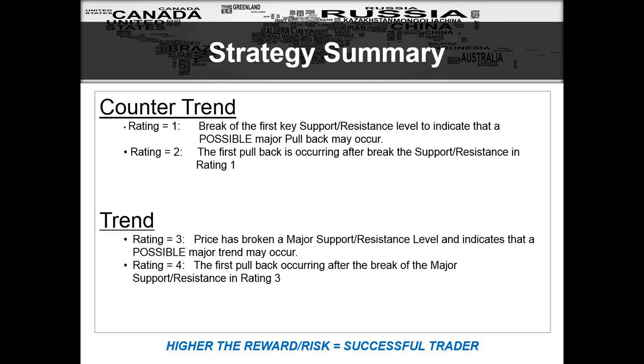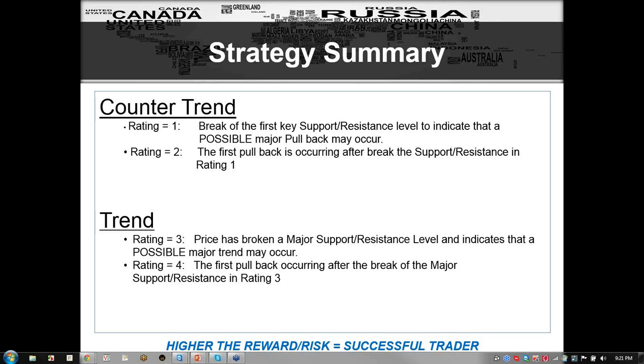Now, if you're looking for a strategy that has a huge reward-risk ratio and has the ability to give you low risk, what you want to do is look for rating number 4. Believe it or not, my students and I still look for rating number 4s because that's the best reward-risk strategy that you're going to find out there that deals specifically with institutional ways. Any questions?